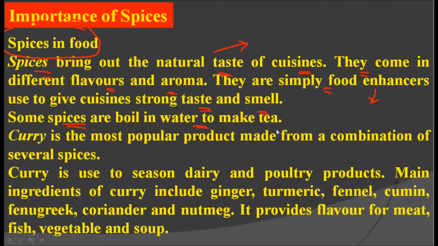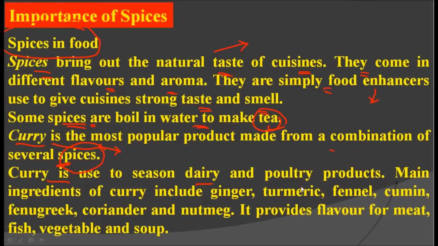Then some spices are also boiled in water to make tea. This tea is called spicy tea, and it is prepared in many countries. Then we have curry, the most popular product made from the combination of several spices. In many countries, these curries are very famous. The curry is used to season dairy and poultry products.